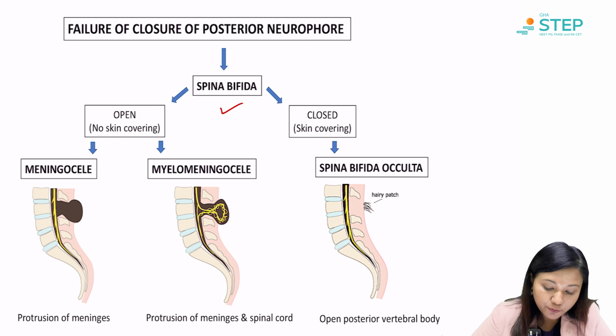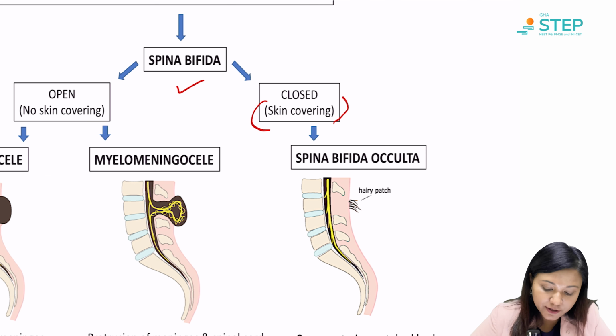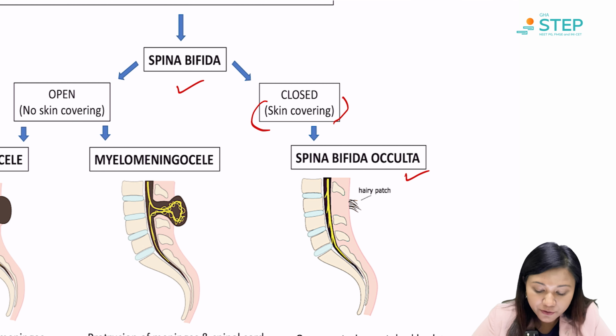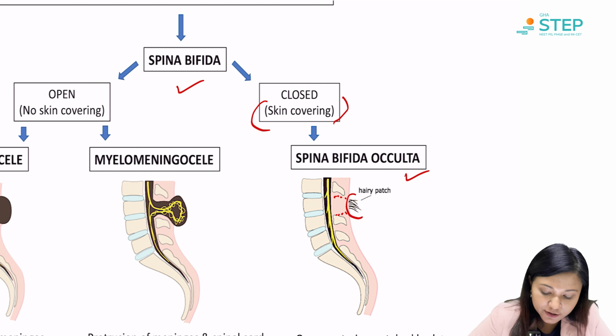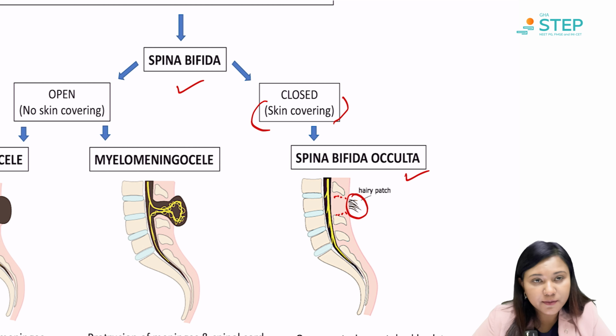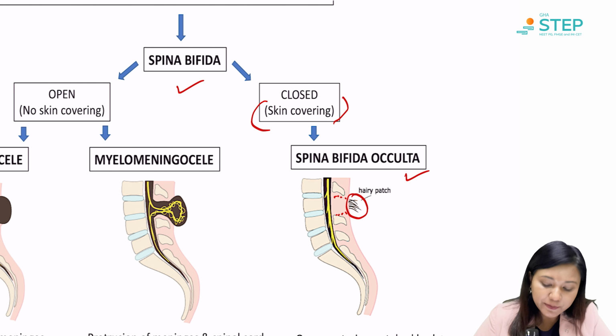So let us come to the closed spina bifida, that is, the skin covering will be present here. The skin covering will be there, and this condition is known as spina bifida occulta. The dorsal arch of the vertebra will not develop, but things will not protrude out, and you will only get a tuft of hair. There are not many symptoms. The person will grow normally, but you might have a typical hairy patch on the back, known as spina bifida occulta.